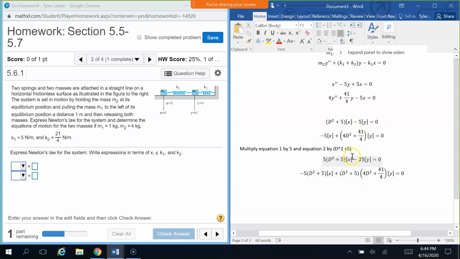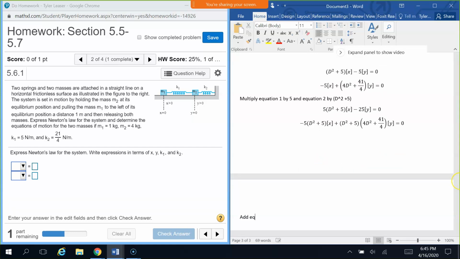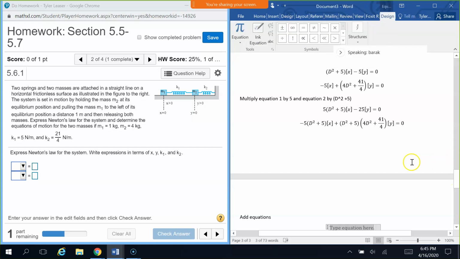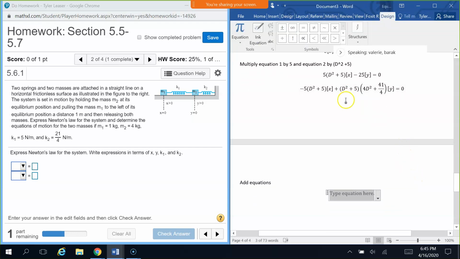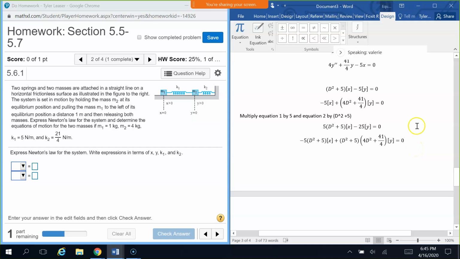The reason we did that is now we have the same operator on the x, just negative, so we're going to add these equations together. Why do we need the second 5? What do you mean the second 5? Why couldn't we just do d squared? Okay, never mind, I see it now. There was not a 5 on this one, so we had to multiply a 5 there. There was not a d squared plus 5 here, so we had to multiply the d squared plus 5. That way they're the same thing, but opposites.